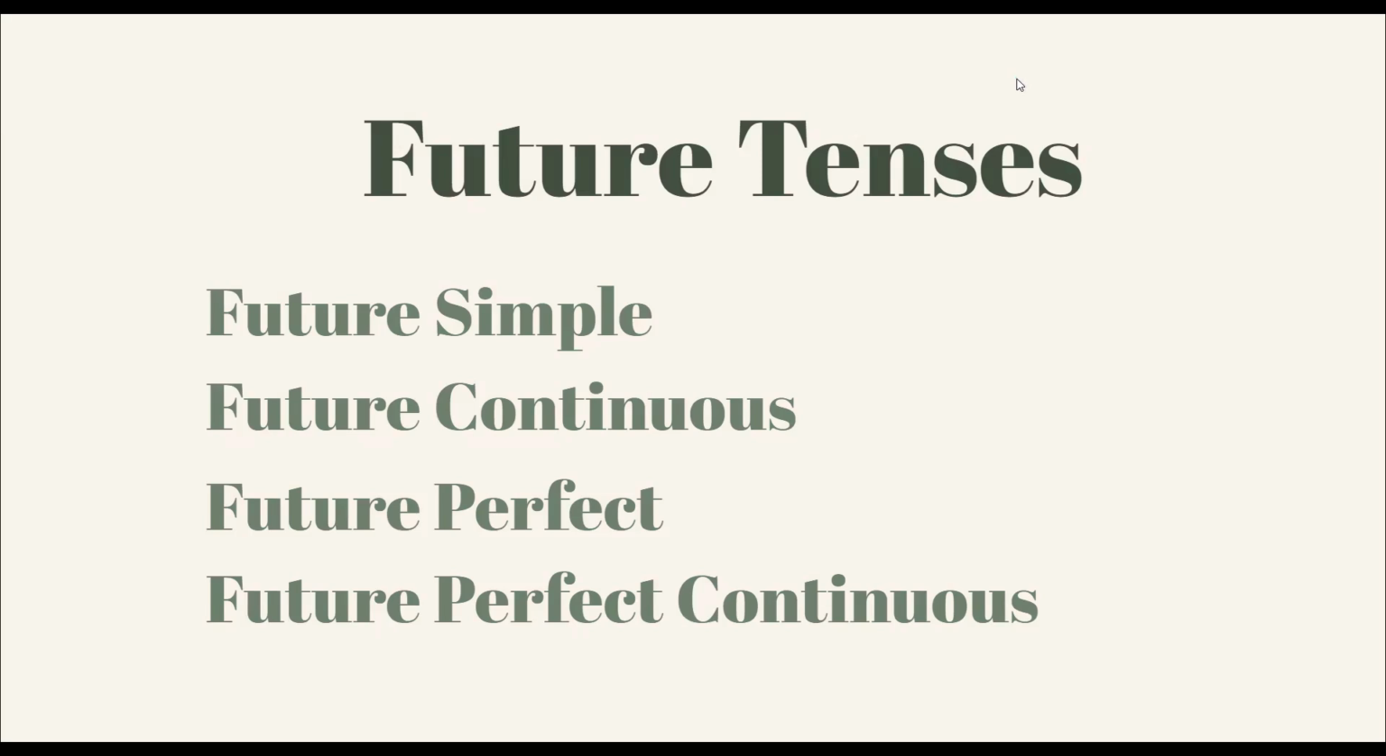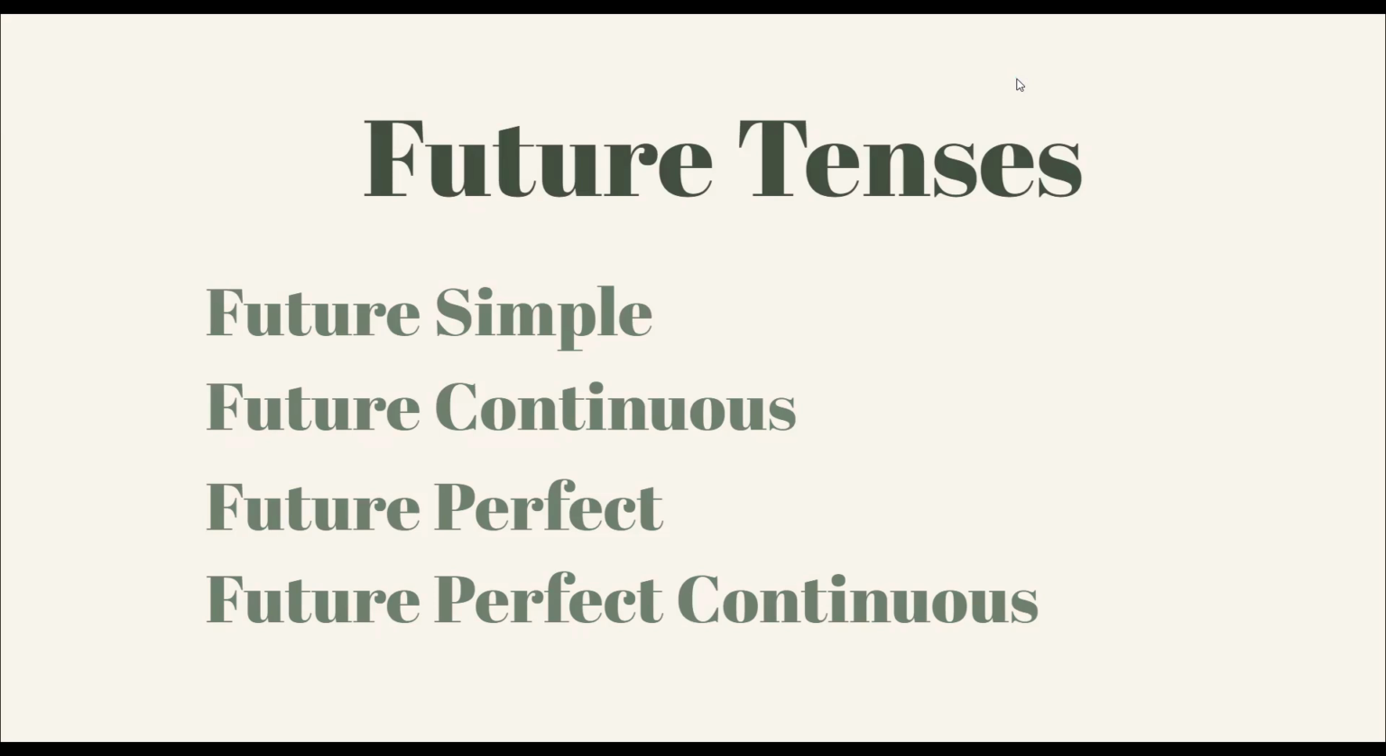So, hello everyone. We're back, and in our previous lesson, we have talked about the present and the past tenses, and now it's time to look into the future. When we speak about the future in English, there's not just one tense, there are actually, again, four, just like the present and the past tenses.